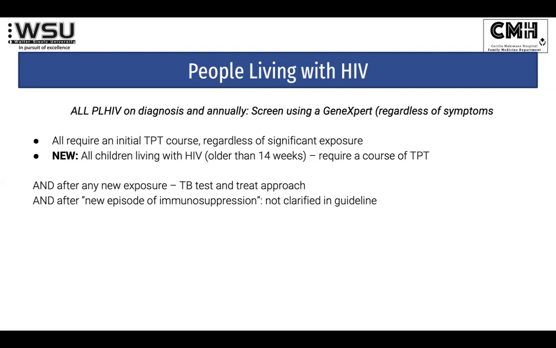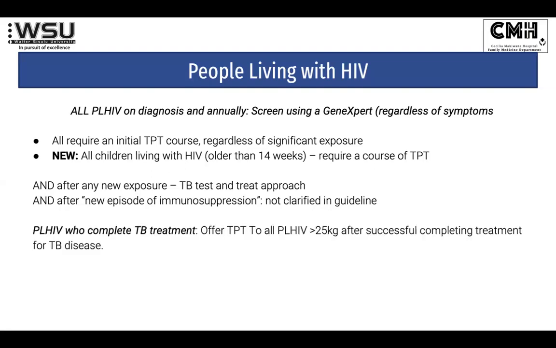They also mention this after each new episode of immunosuppression, which is not clarified in the guideline, but I can see it's quite sensible if patients, for example, have defaulted treatment. So in the previous guidelines, you gave this 1 year as a one-off and that was it. But this opens up the possibility to use it again when we think it's indicated. There's a slight contradiction in the guidelines. There's a table, and then what they say in the text is a little bit different.